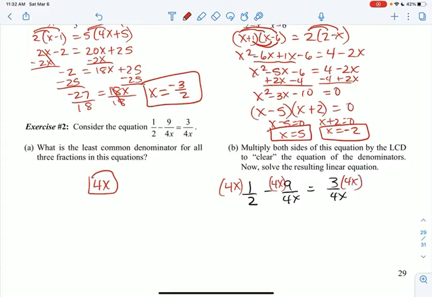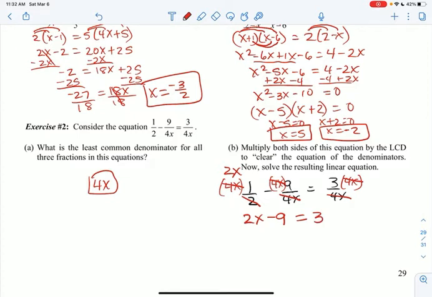Because what happens is it clears the fractions. 2 goes into 4x 2x times. And then all I do is multiply what's left. 2x times 1 is 2x. 4x and 4x cancel, so I just have the negative 9. 4x and 4x cancel, and I just have the 3.